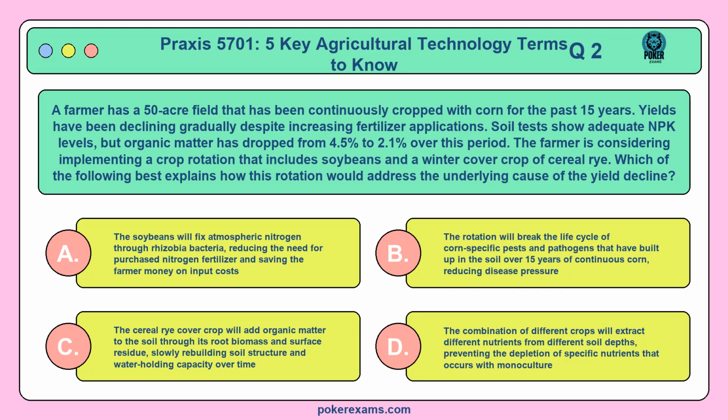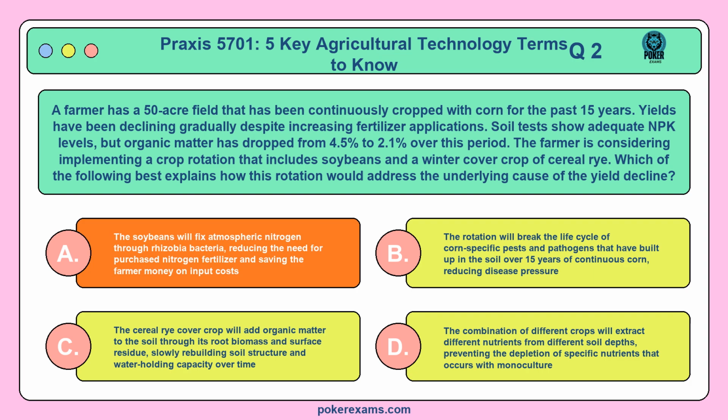Question 2. A farmer has a 50-acre field that has been continuously cropped with corn for the past 15 years. Yields have been declining gradually despite increasing fertilizer applications. Soil tests show adequate NPK levels, but organic matter has dropped from 4.5% to 2.1% over this period. The farmer is considering implementing a crop rotation that includes soybeans and a winter cover crop of cereal rye. Which of the following best explains how this rotation would address the underlying cause of the yield decline?